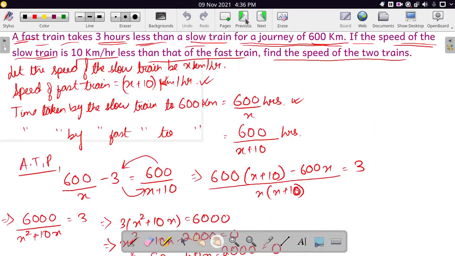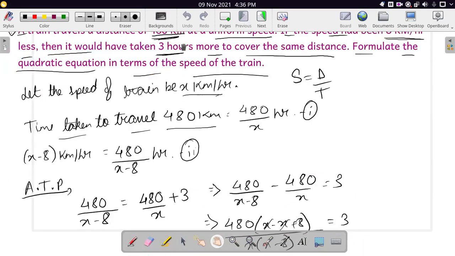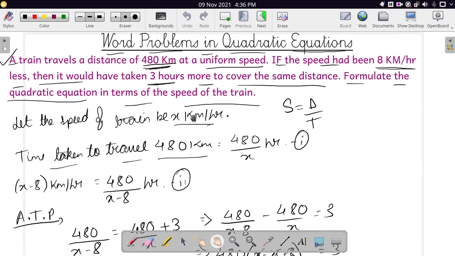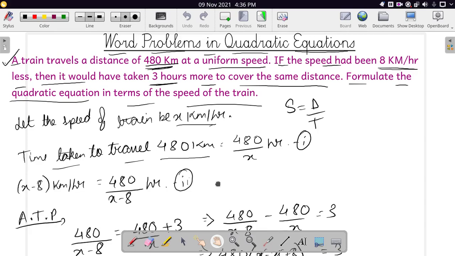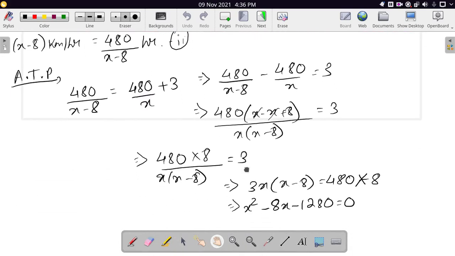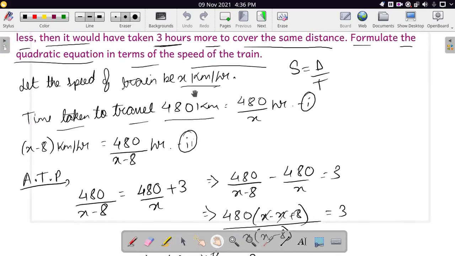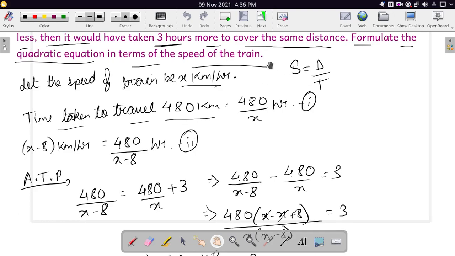So we started with word problems from quadratic equations. We started with formulating equations. We started with the time and distance problem, where we formulated the equation by assuming the speed of the train and time, and putting the variables in the formula: speed equals distance by time.